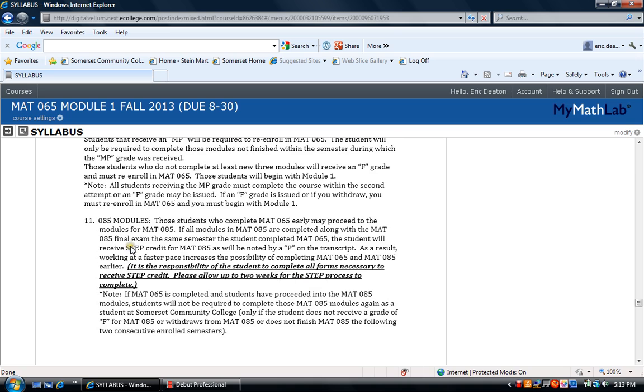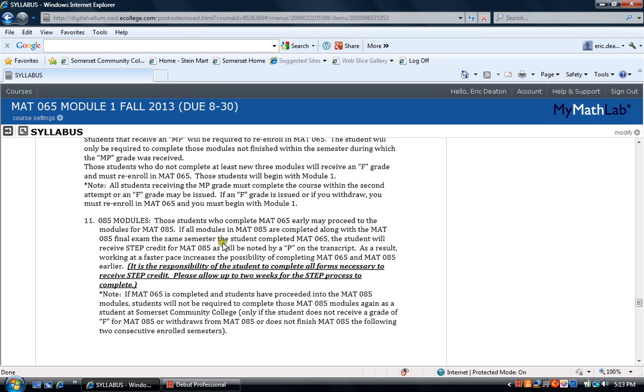You'll get something called step credit, and make sure that you fill out that form before you leave. Your instructor will have a form for you to complete so you can get the step credit. Totally free, nothing at all extra in cost if you complete in the same semester. If you don't complete in the same semester, you have to pay for the class, but you have to pay for it anyway. It just may not have as much work.